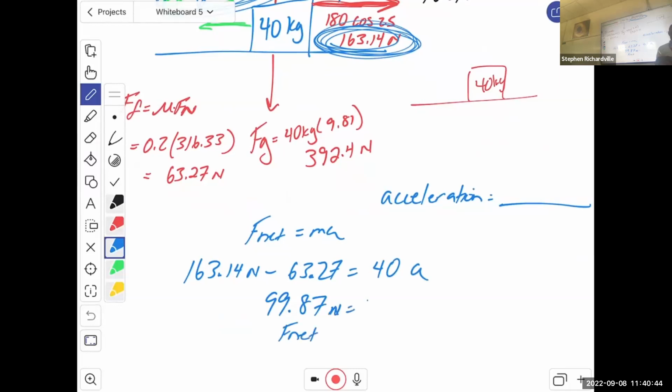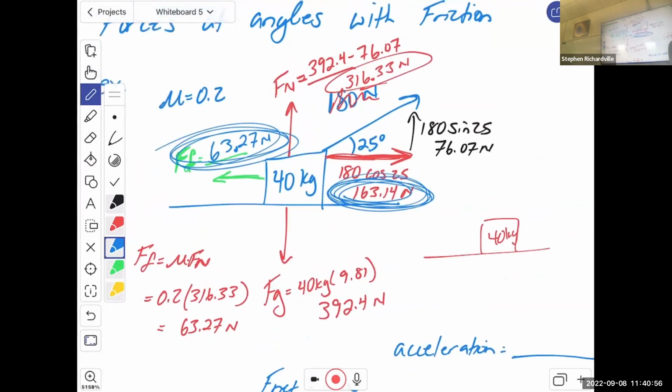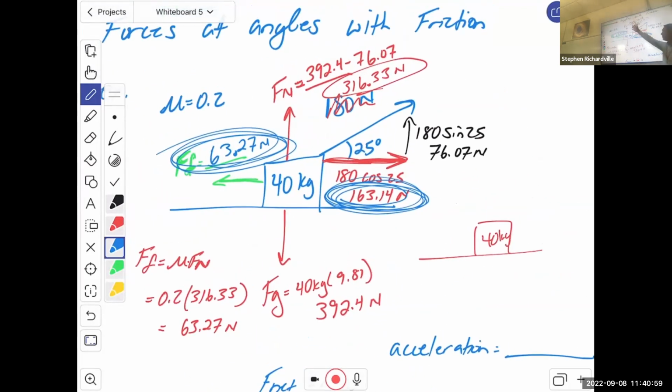The net force is not a real force. It doesn't really exist. It's the unbalanced piece. All my ups equal my downs. That's how I found normal. Go back and look. It's a good way. Like, hey, look, my box isn't flying off the floor. So does 316 and 76 equal 392? Yeah. That's how I found that. So my ups and downs cancel. My lefts and my rights don't cancel because this 163 to the right versus 63 left, those don't balance. So my net force is 0 up and down, but it's 163 minus 63 left to right.